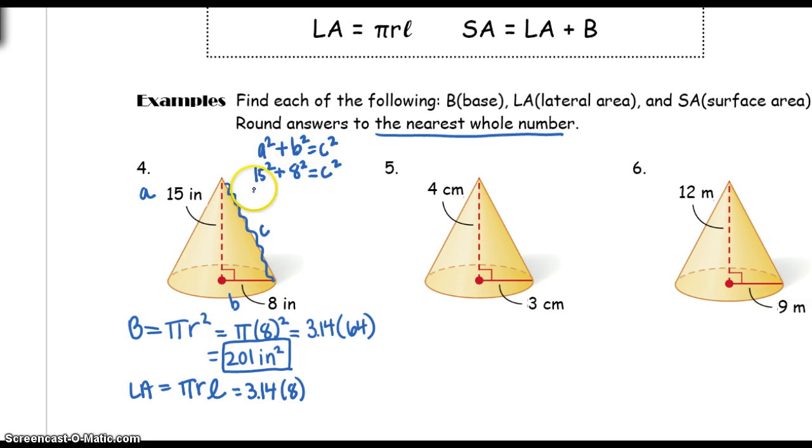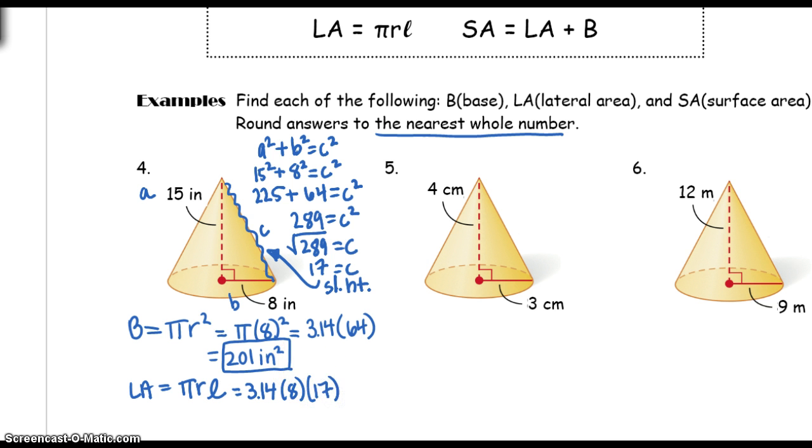And then we work that out. 15 squared is 225. 8 squared is 64 equals C squared. And then we type 225 plus 64 into the calculator and we get 289 equals C squared. How do you undo a square? Take the square root. So if we take the square root of 289, we'll end up getting 17. Woo! All that work, just so we know the slant height. So this is your slant height right here. Your L, if you want to call it your L. So this is going to be 17 in our formula.